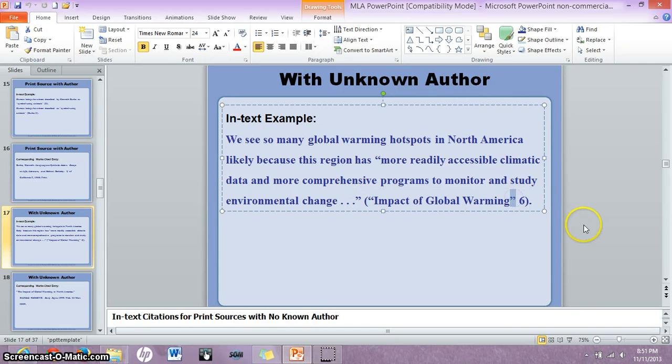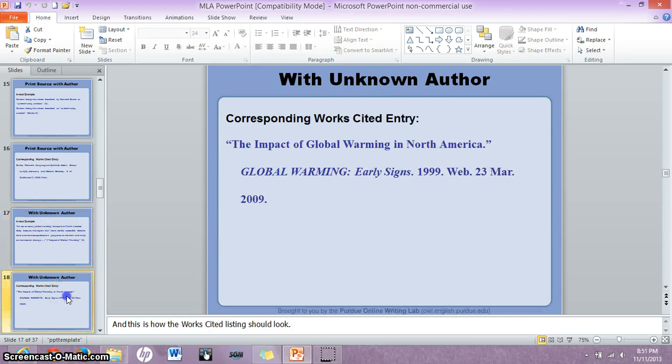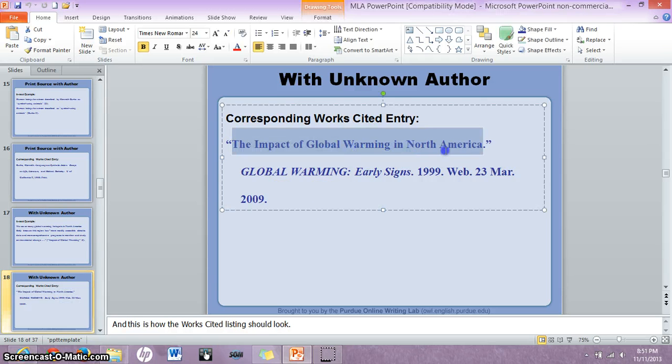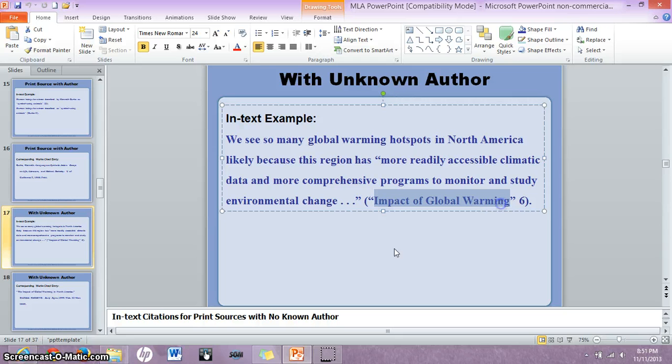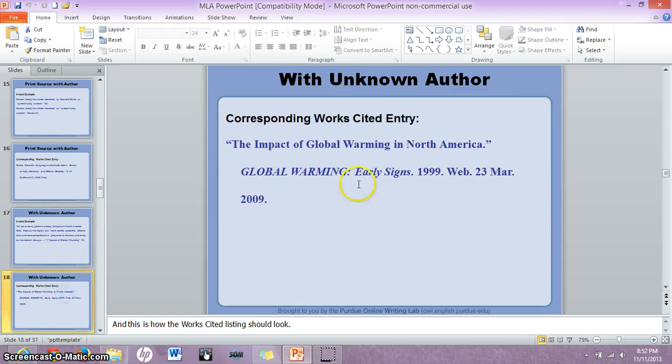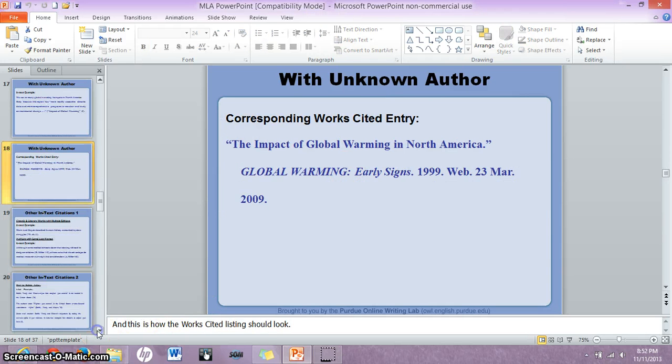So this is obviously an article. It's in quotation marks. It has to have that formatting within the citation. And you need to trim down the title as much as you can. So here it says the impact of global warming in North America. But back here, it's just the impact of global warming. You want to shorten it down so it's not taking up a bunch of space in your paper, but you still want your reader to be able to understand that this quote is coming from this source. Okay?